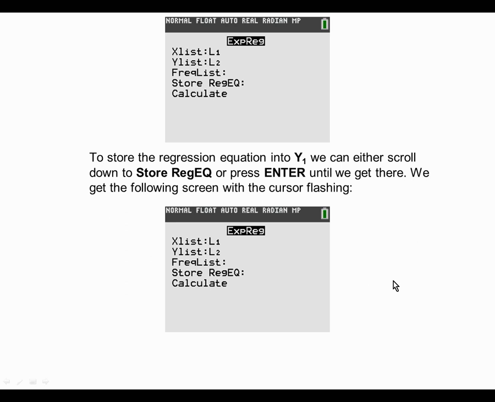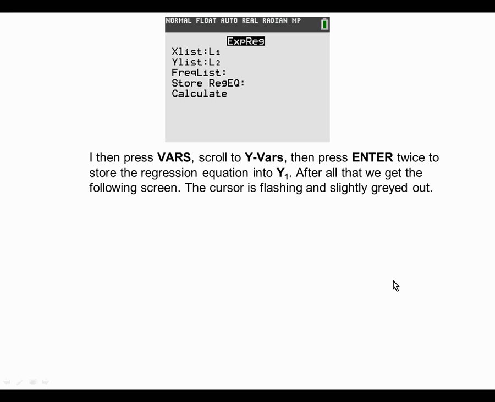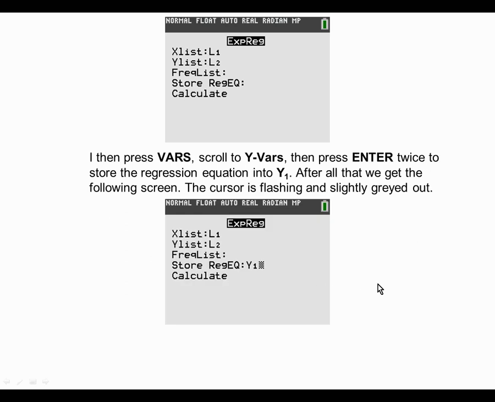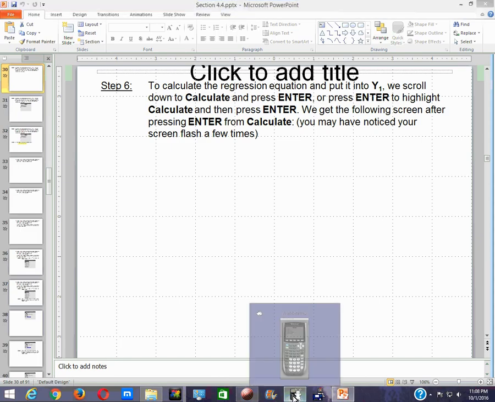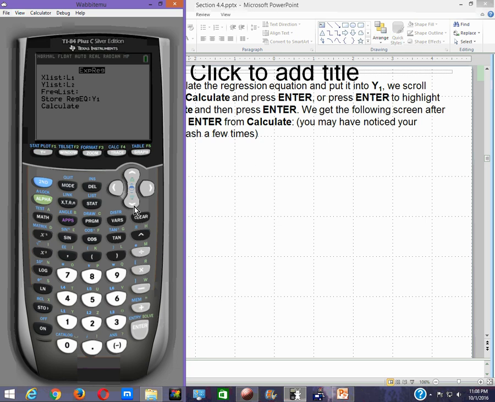So we've done all that. So we're caught up to there, and we're getting ready to calculate. So to calculate the regression equation, you're just going to scroll down to calculate and press enter. So let's see if we can do that. Okay. Scroll on down to calculate. It's flashing over it. Press enter.